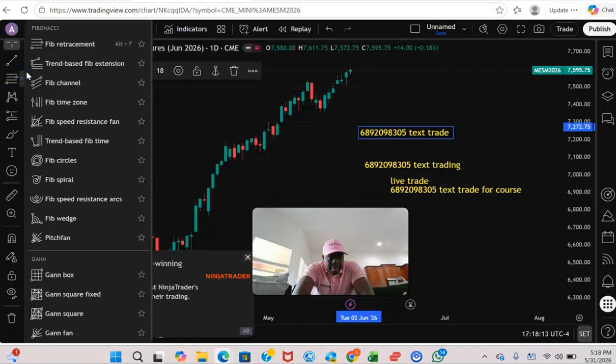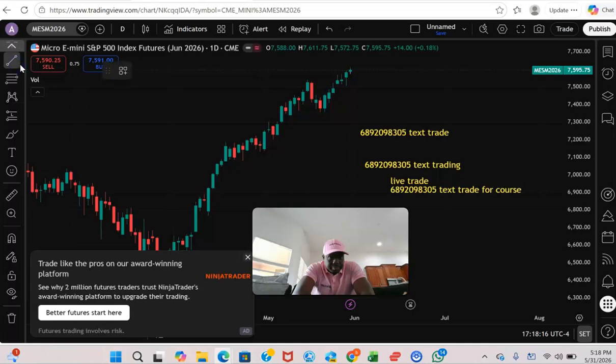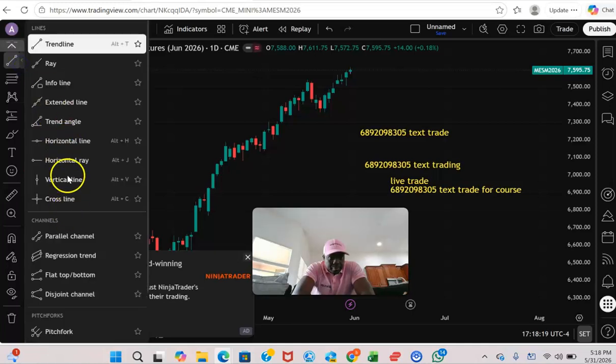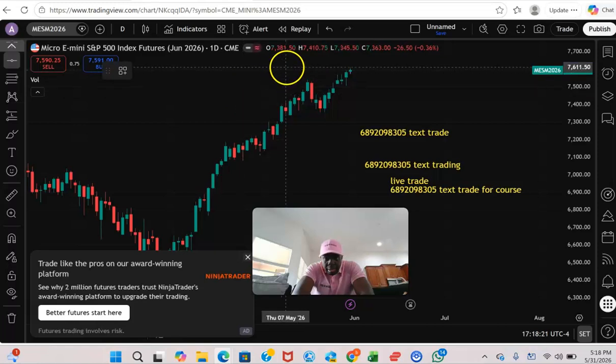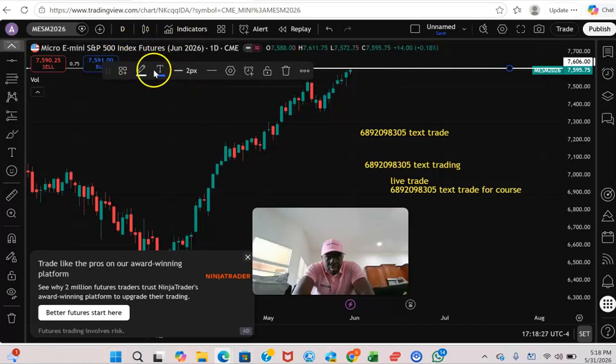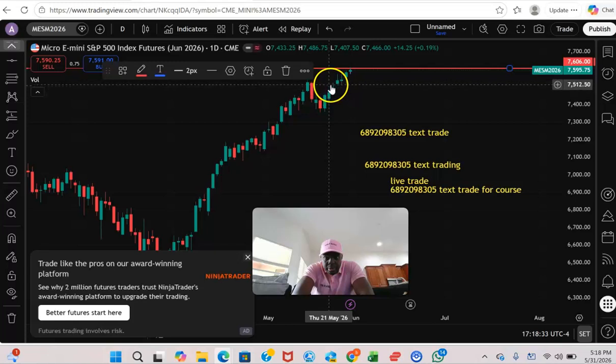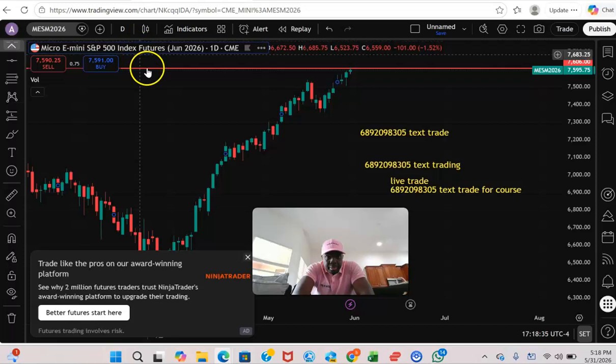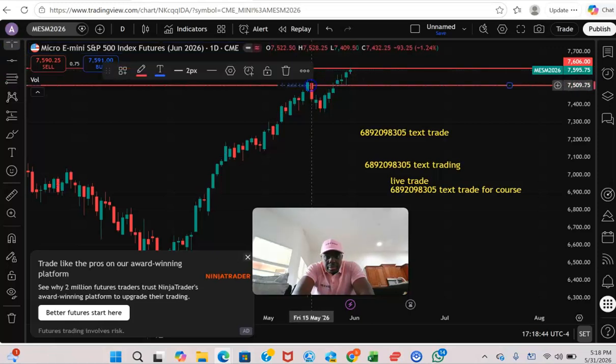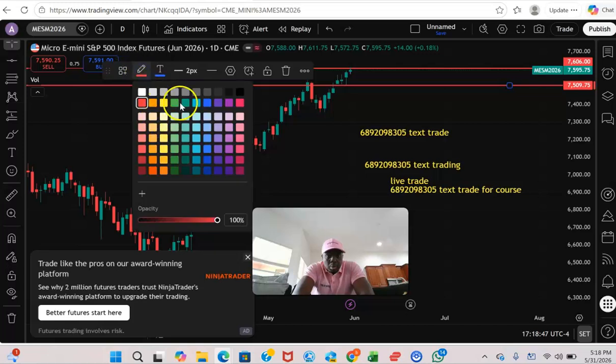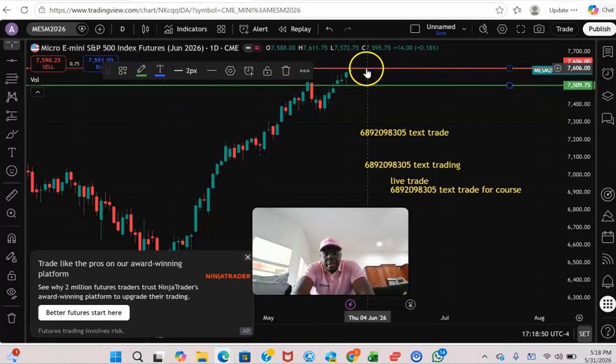So I go here and choose horizontal line. This is the high. Bam. I'm going to put it in red. And this is the third day, right here, whichever is the lowest. Bam. I'm going to put this in green. So I mark the high in red, and the low of the 3 days in green.